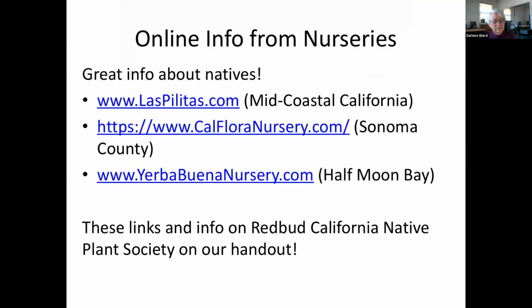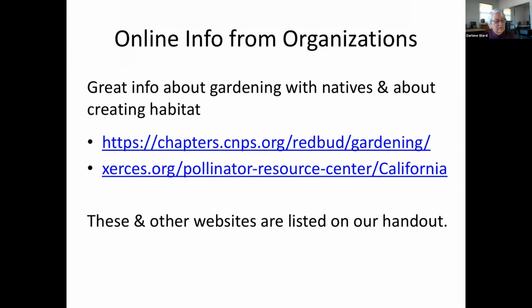But wait, there are more online resources for information about California natives. Here are some nurseries that have helpful sites. These will be listed on our handout. And next, our own Redbud chapter of the California Native Plant Society is a great source of information. You also might want to check out Circes.org, a site that focuses on protecting habitat for pollinators.